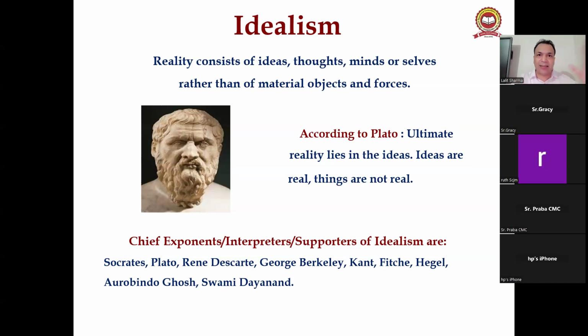According to Plato, ultimate reality lies in the ideas. Ideas are real, things are not real. Who are the chief interpreters, exponents, supporters of idealism? Look: Socrates, Plato, René Descartes, George Berkeley, Kant, Fichte, Hegel, Aurobindo Ghosh, Swami Vivekananda. You must know some of the names.